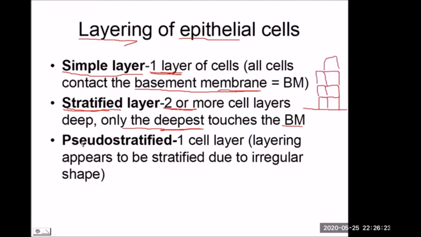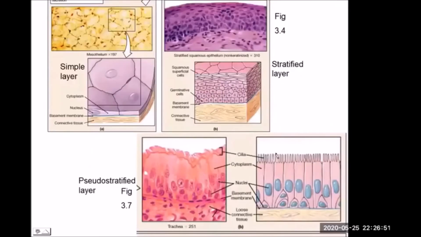Another type of layering is called pseudostratification. And there's truly only one layer. But due to the irregular shape of the cells, and I'll go to a photograph, some cells are longer, some cells are shorter, and that ultimately gives the appearance that the cells are stratified when they're truly just one single layer. And again, this figure here from your textbook shows.